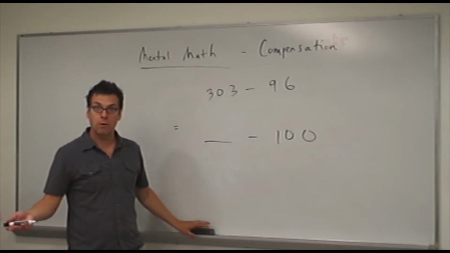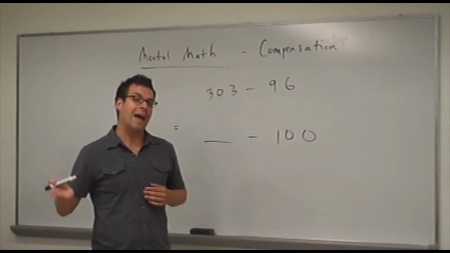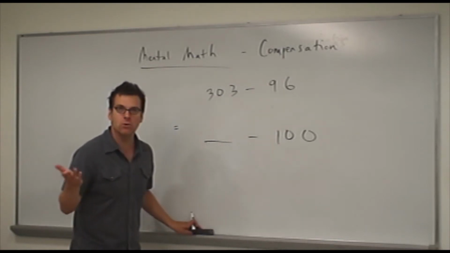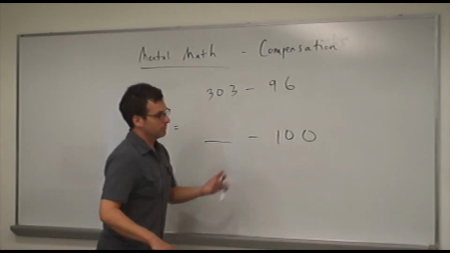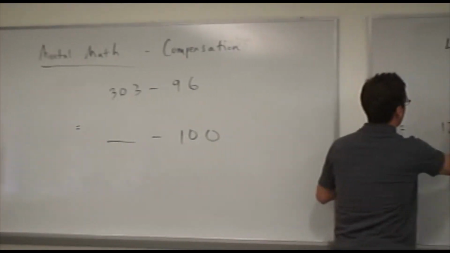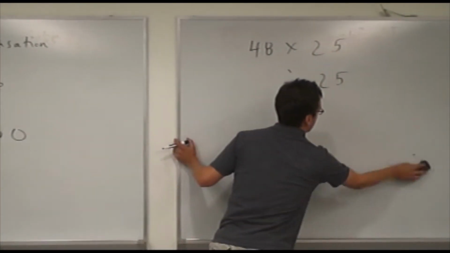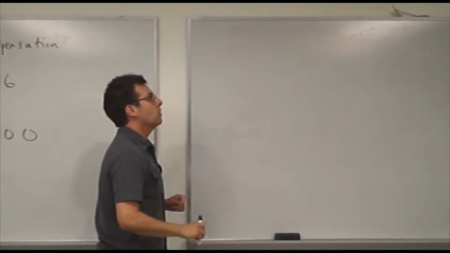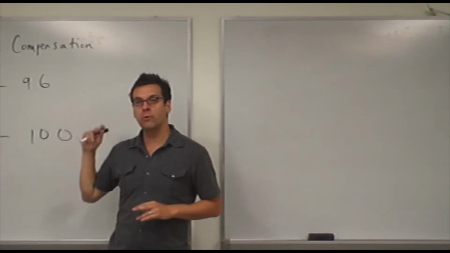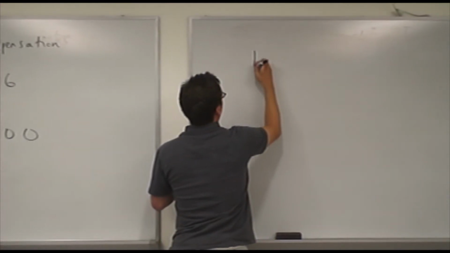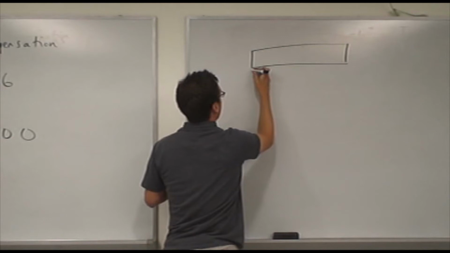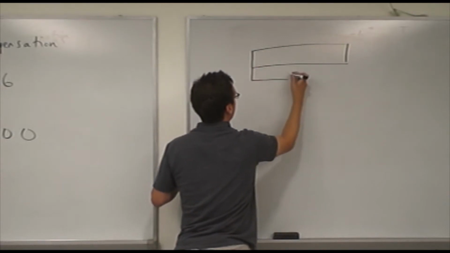Now, with addition, remember we did the opposite to both numbers. If I added to one number, I had to subtract from the other number to compensate. How does it work with subtraction? Well, a diagram can help us figure out the correct way to compensate. So if we think of 303 minus 96 from a comparison subtraction perspective, then we could draw the following bar diagram.